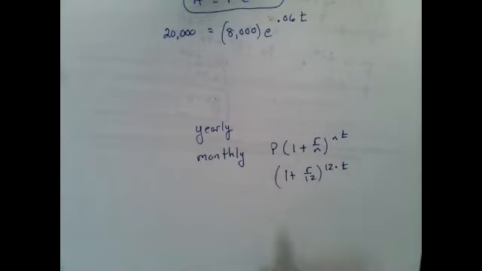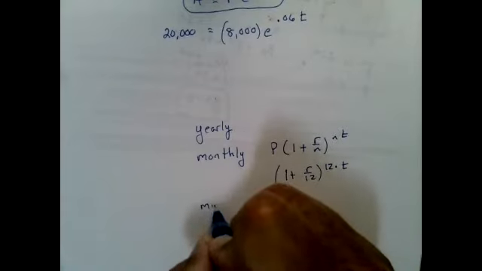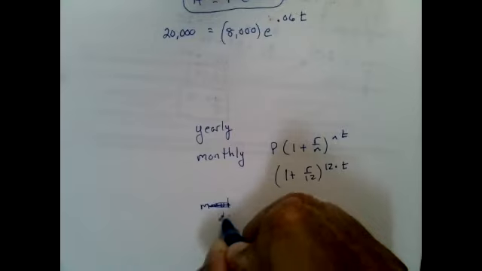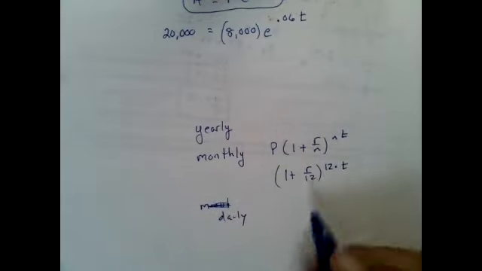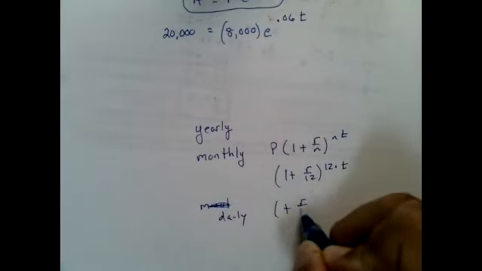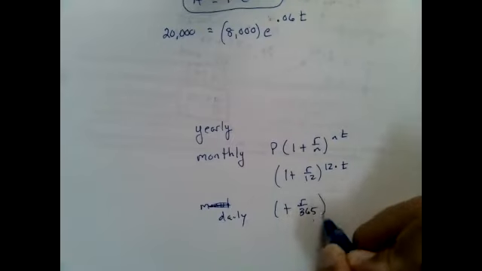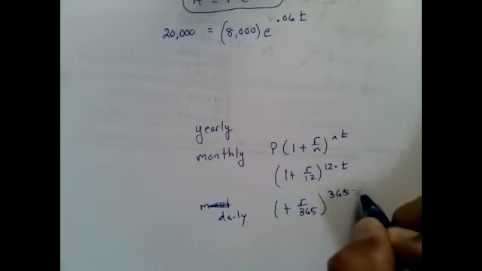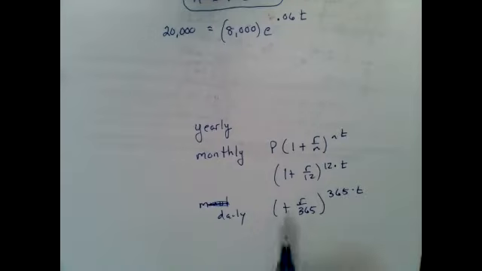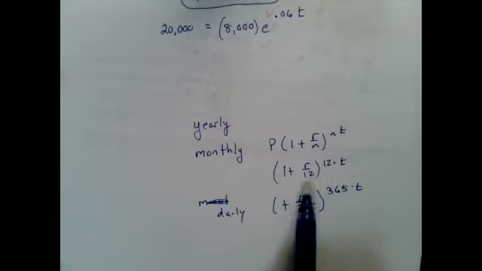But then I said, well, what if it was minutely? Well, maybe let's go with daily first. Daily was 1 plus whatever that was, 365 times t. And you notice this keeps getting larger and larger and larger.